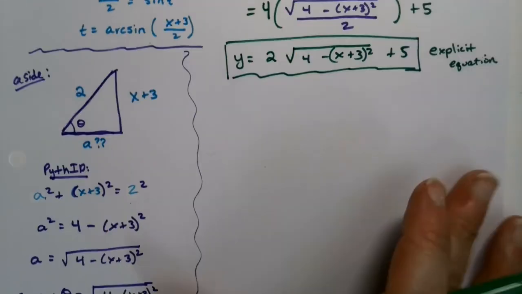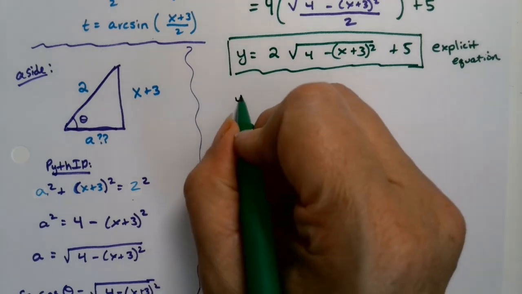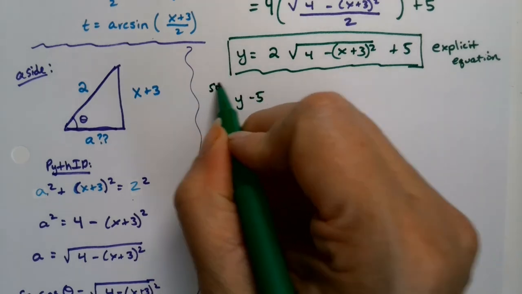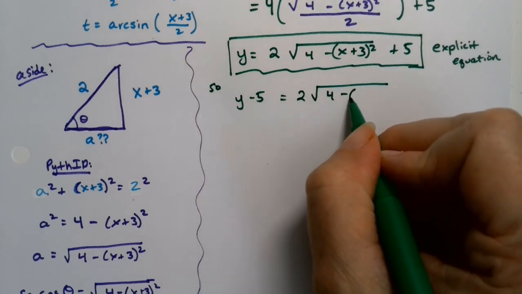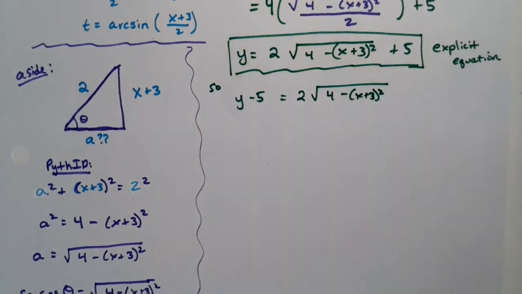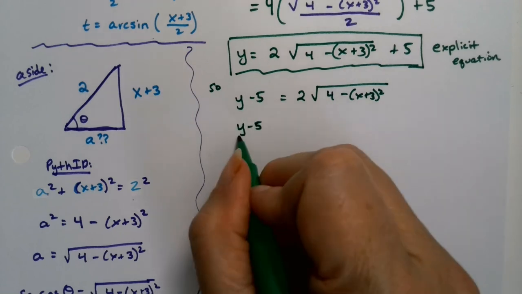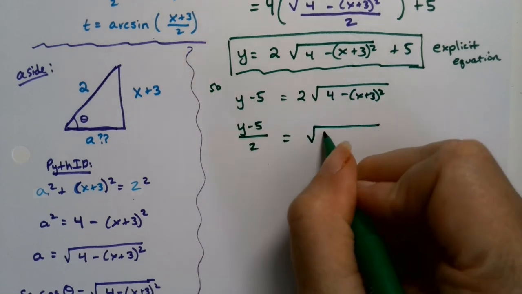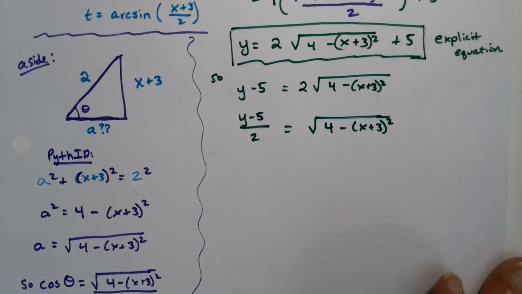So anyway, what if I square both sides? What if I subtract 5, so y minus 5 is equal to 2 times the square root of 4 minus (x plus 3) squared. So that means that y minus 5, I could have just done it over, well, I'll do it this way, over 2 equals the square root of 4 minus (x plus 3) squared. Well, now I can square both sides.